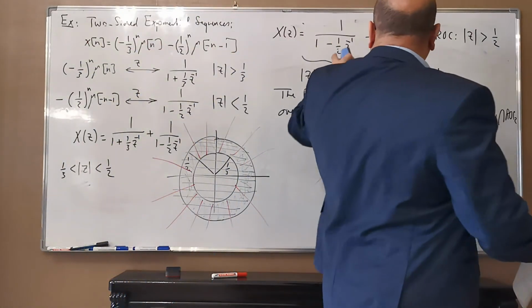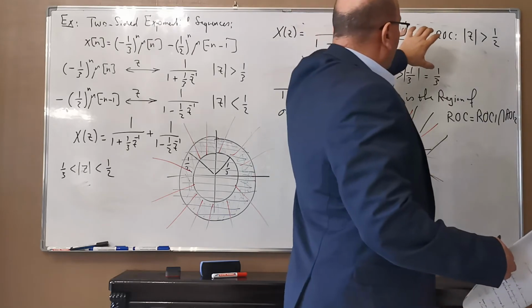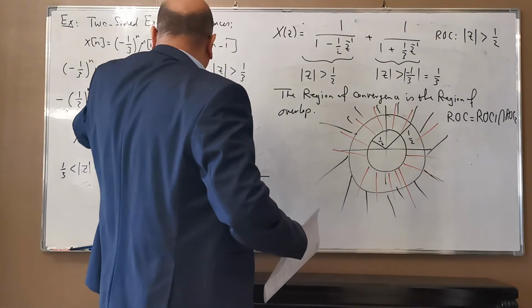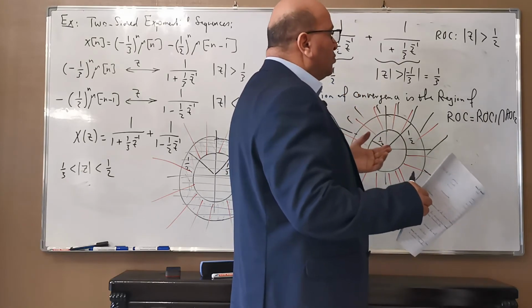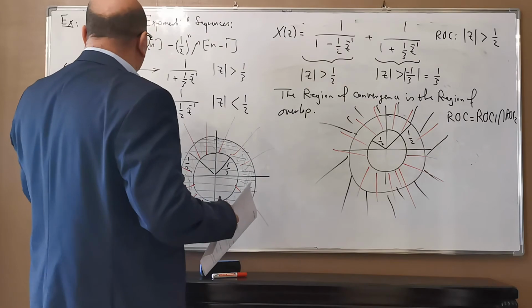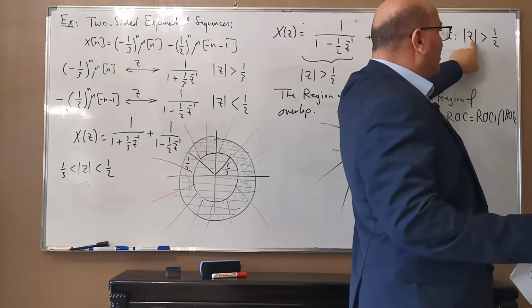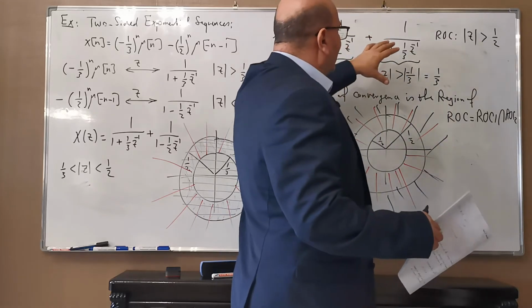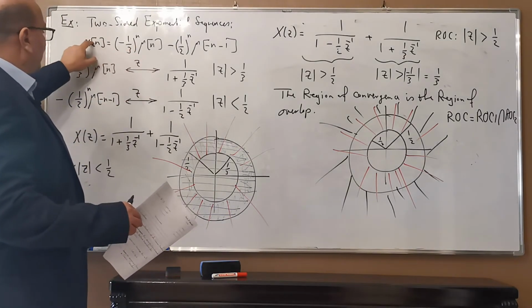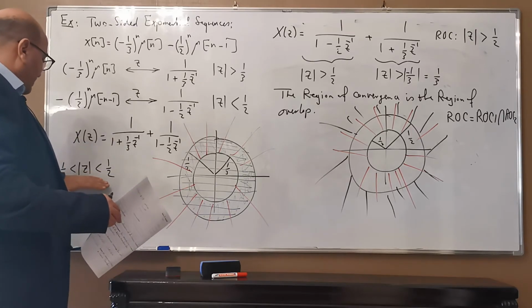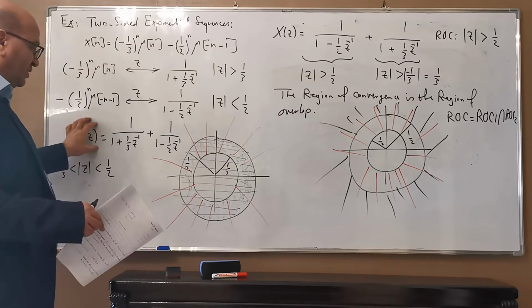This is our ROC for this sequence. Look at them: they are two different sequences with the same X of Z, but with different regions of convergence. Please be careful, because later on we will use tables to find the inverse Z transform by inspection. Knowing this X of Z and this region of convergence, you can go back and construct X of N.